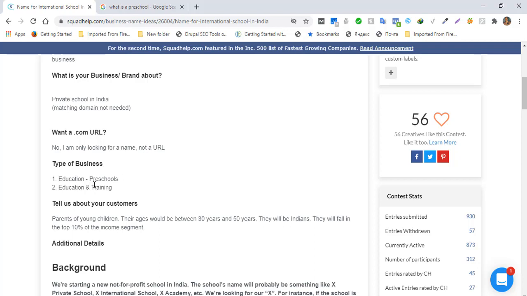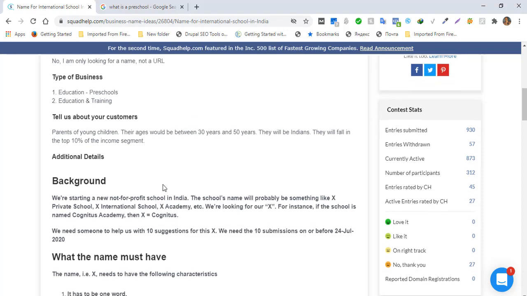Then we have type of business. The type of business that they are looking for: education, preschool, or education and training, general, anything like nursery, daycare, just preschool before they get into primary school. They tell us about your customers.